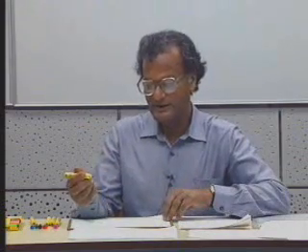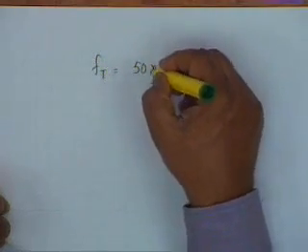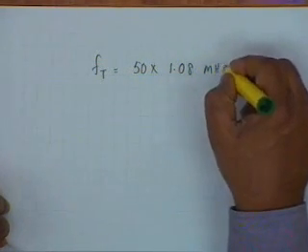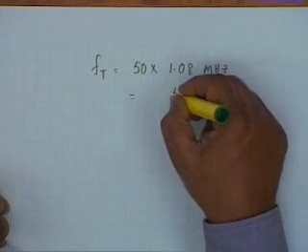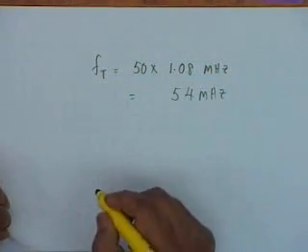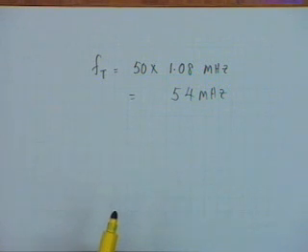And if we know f beta, then of course we know ft also. Ft is 50 times f beta, that is 1.08 megahertz, which is equal to 54 megahertz. So you should be able to calculate the quantity of interest given all other quantities.